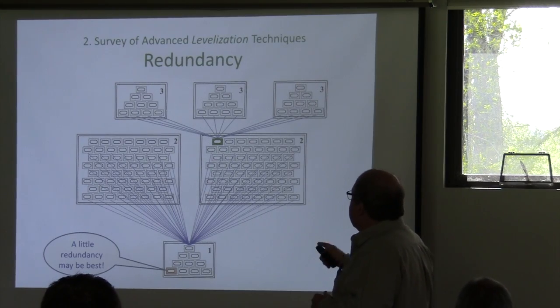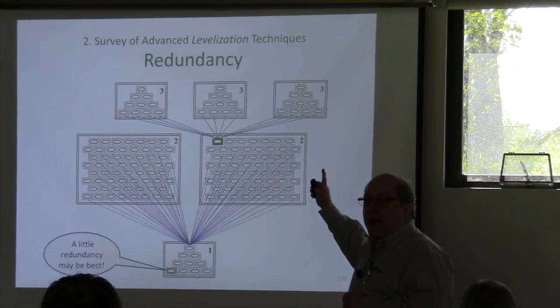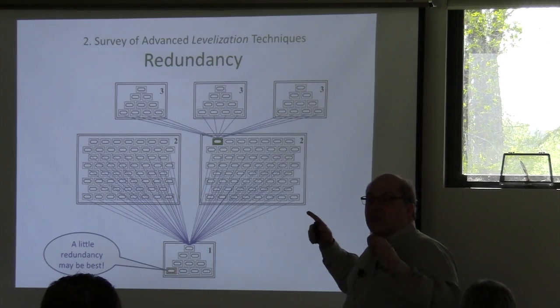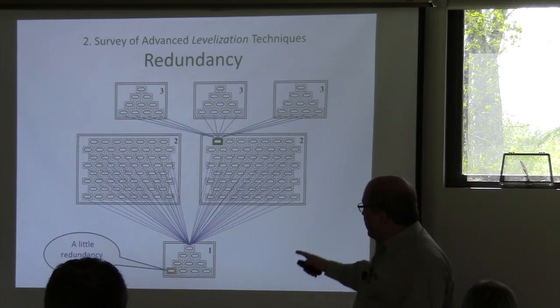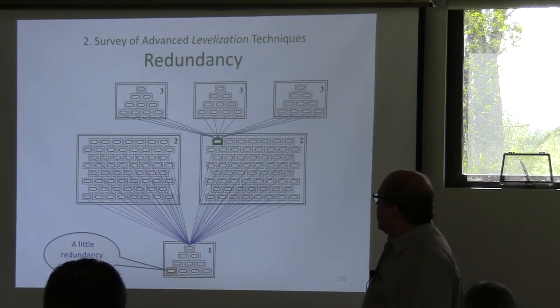So before you say there can be no redundancy in a system, think about what else could happen. This isn't so bad. You look at this, I'm happy. Because there's a point of diminishing returns, and having no duplication in a system can lead you to do some really crazy things.